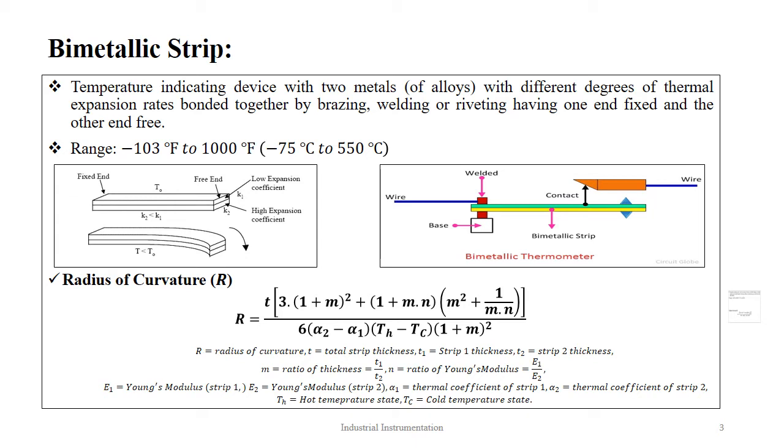The Timoshenko formula for determination of the radius of curvature of bimetallic strip R is given as R equal to t whole into 3 into (1 plus m) whole square plus (1 plus mn) whole into (m square plus 1 by mn) by 6 into (alpha 2 minus alpha 1) into (th minus tc) into (1 plus m) whole square, where t is the strip thickness, m is the thickness ratio and n is the elasticity ratio.